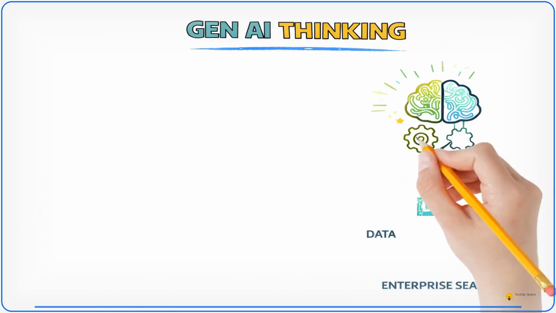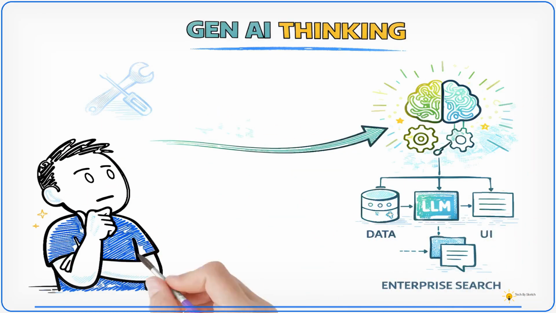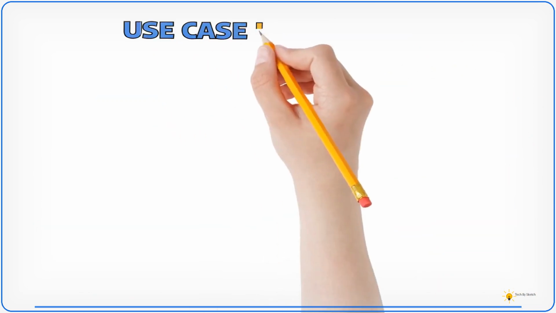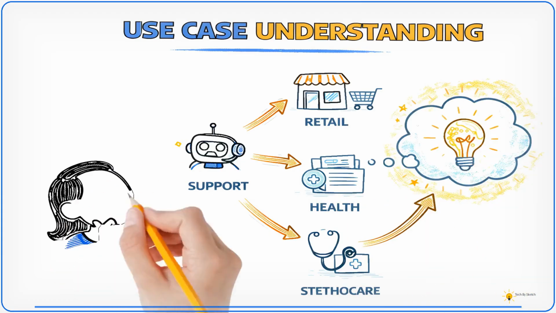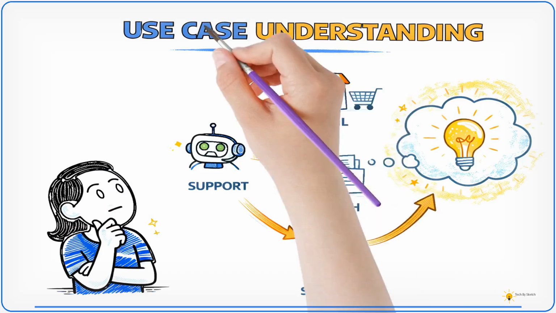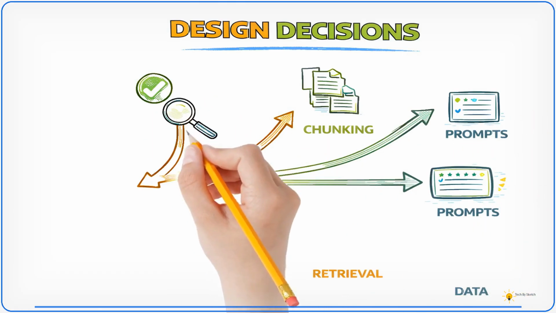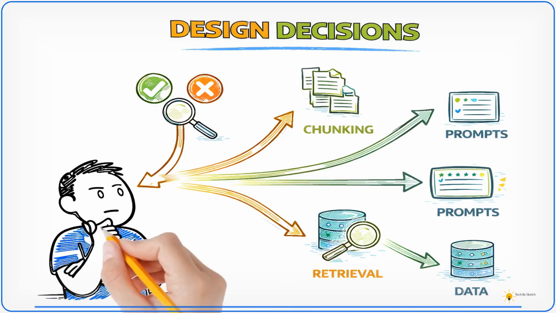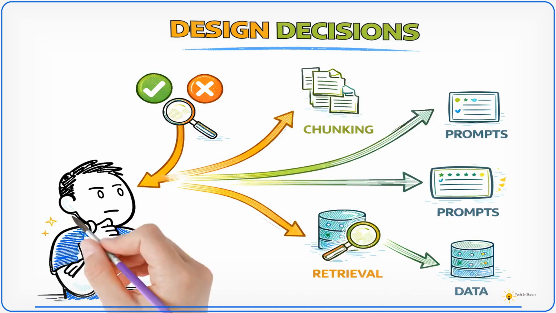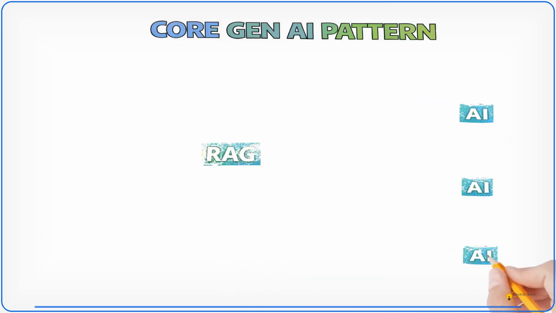For developers, this builds generative AI thinking. Understanding system design, not just tools, is the real skill. For non-tech roles, this builds use case understanding, helping you identify opportunities and communicate better. RAG quality depends on design decisions: chunking, retrieval, prompts, and data, not just code. This is not just a chatbot.